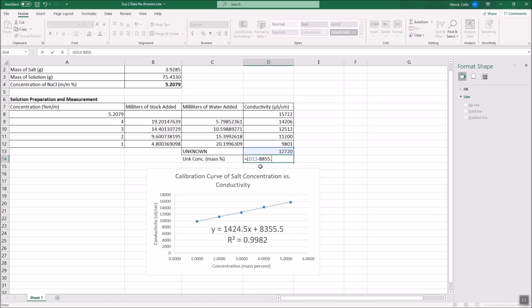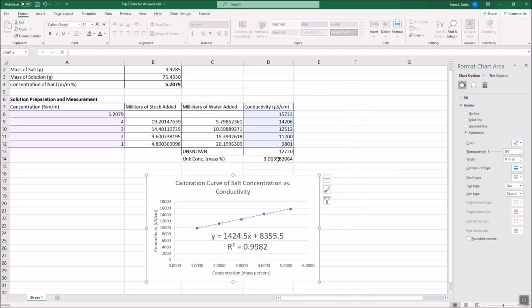In this case, minus 8855, or excuse me, it's 8355.5. Then I want to take that value and divide by the slope, which is divided by 1424.5. I now have the unknown concentration, and the unknown concentration is 3.06. We said it was going to be between 3 and 4, closer to 3, and mathematically we found it's between 3 and 4, closer to 3. So this is how we can analyze our data.